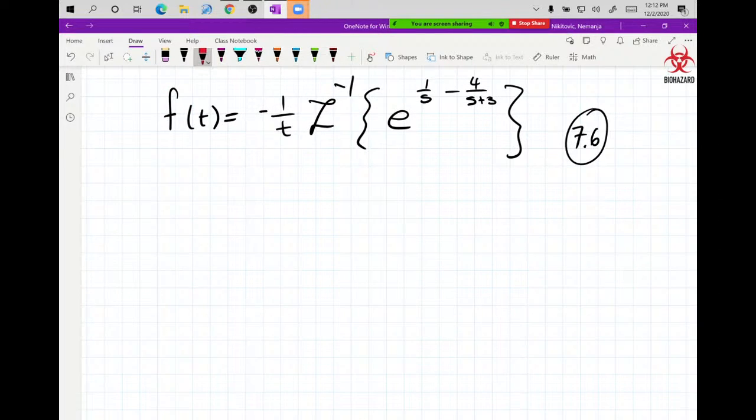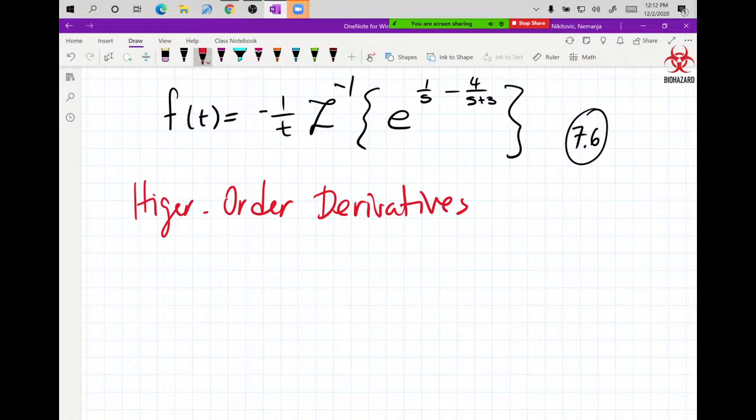Higher order derivatives. So this can help you: Laplace of t to the n times f of t. When you have t squared and so on, it is going to be negative. I don't want to forget this one: the nth derivative of F(s).